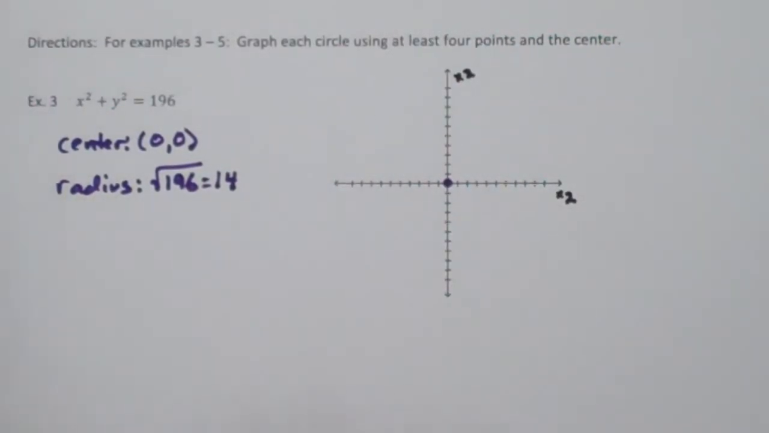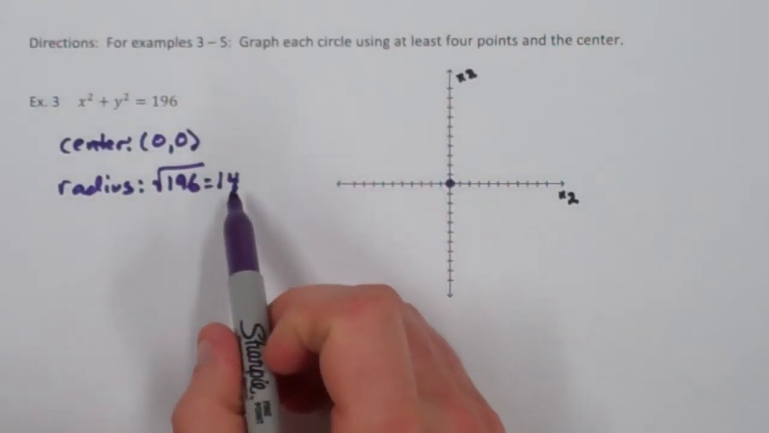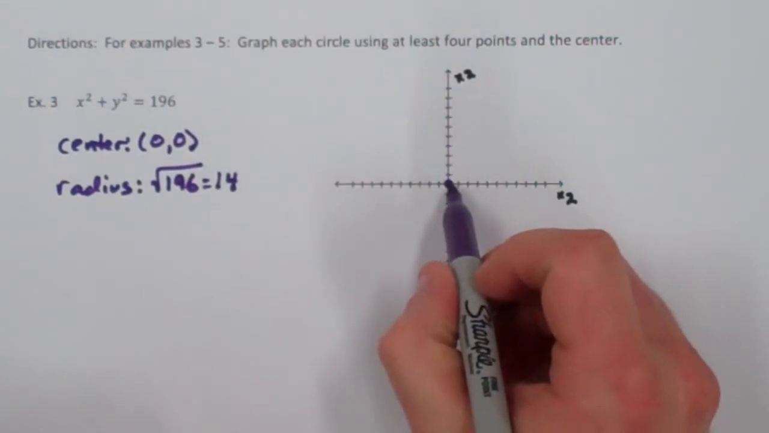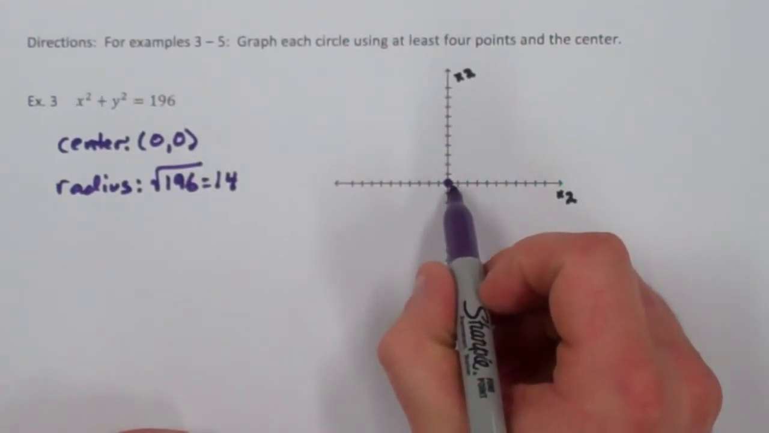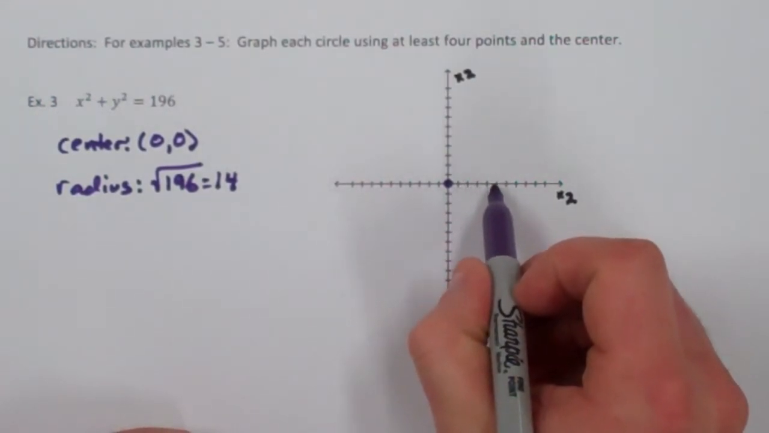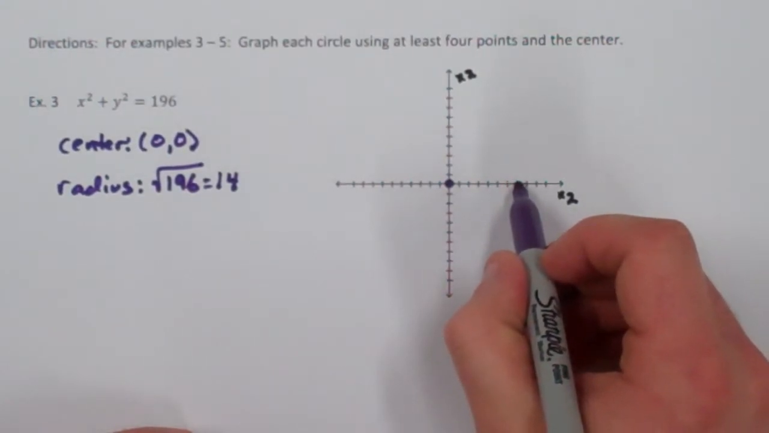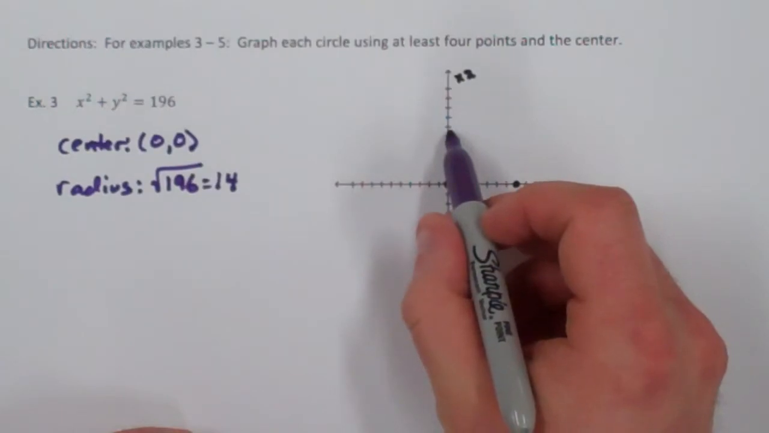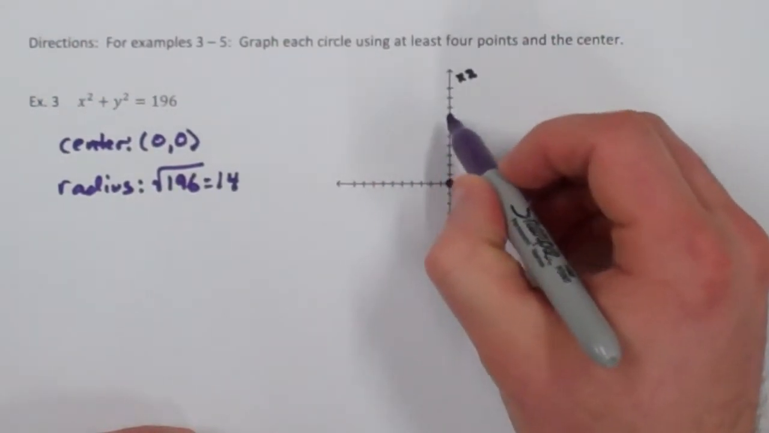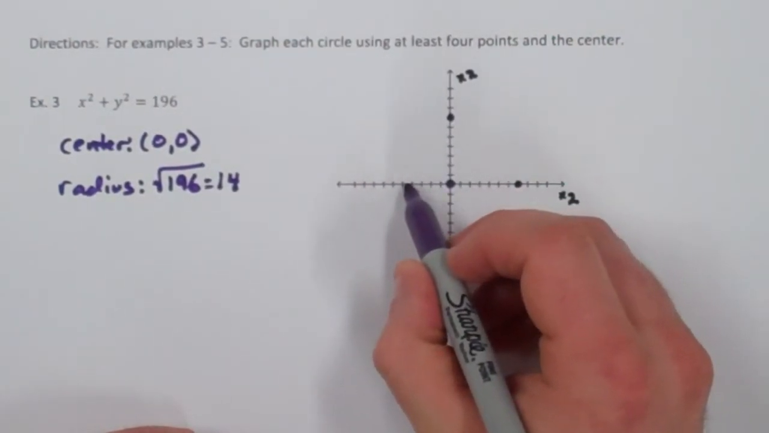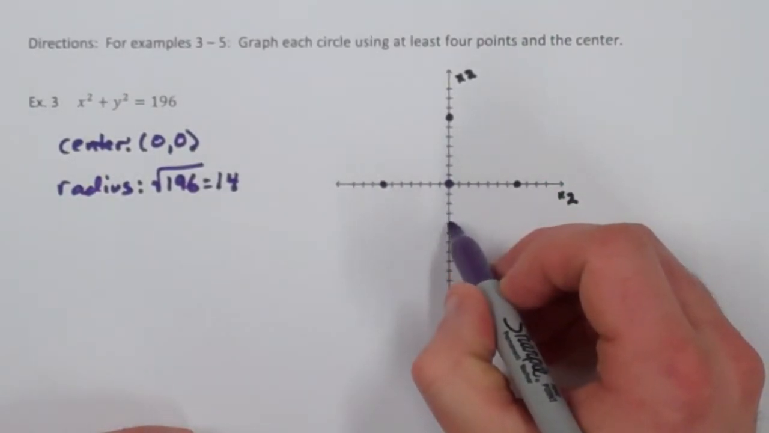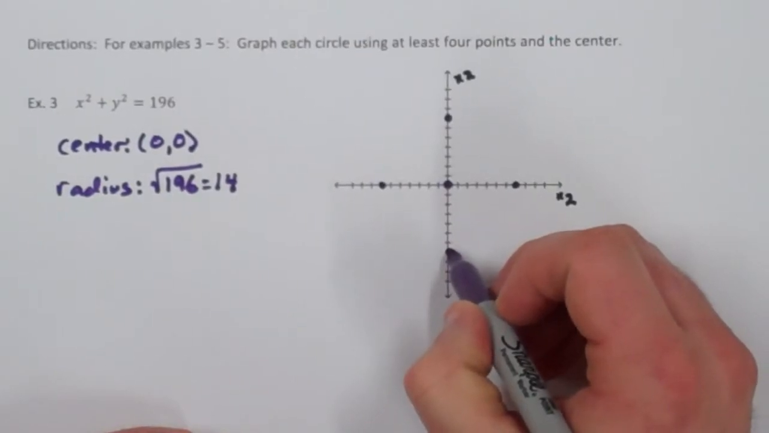To plot our points then, all we need to do is apply the radius both left and right, and also up and down. So if each tick mark is worth 2, this would be 2, 4, 6, 8, 10, 12, 14. Or the 7th tick mark, 1, 2, 3, 4, 5, 6, 7. And one last time, 2, 3, 4, 5, 6, 7.